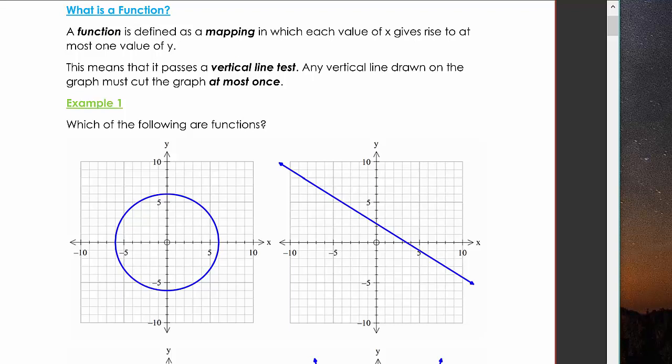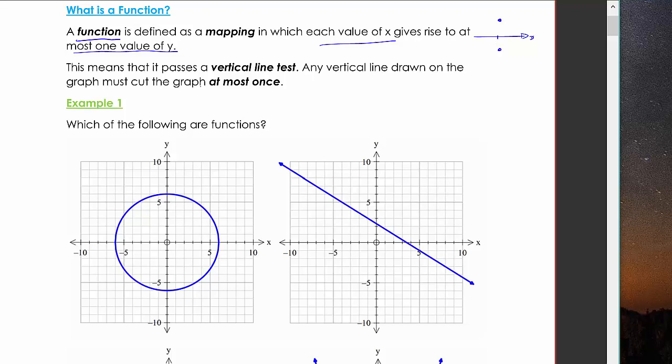But in a function, each value of x gives rise to at most one value of y. With a mapping, you could have a value of x giving two values of y, which means you can get 2 points on the graph that are vertical like this. So a single value on the x-axis has given rise to more than one value on the y-axis. That can't happen with a function.